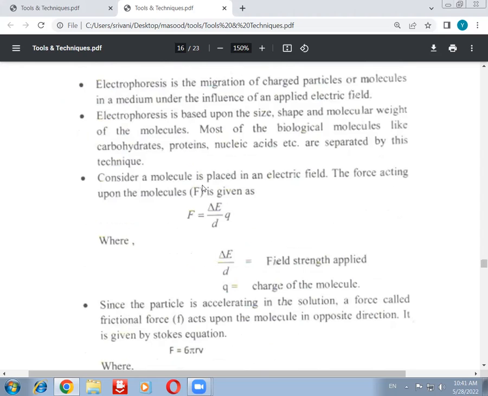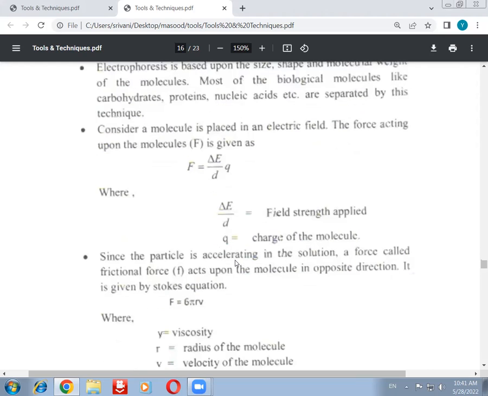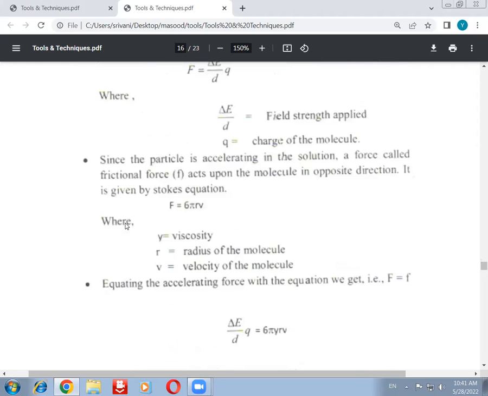One formula is given: F = ΔE/D × Q. What is that F? F is the field strength applied. ΔE/D is equal to the field F, so F = ΔE/D. Q is the charge of the molecule. Therefore, we are getting this formula.